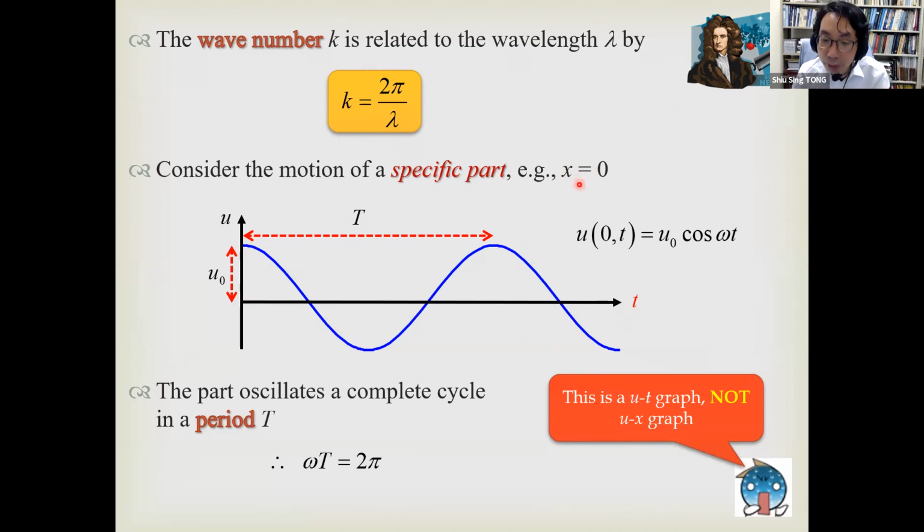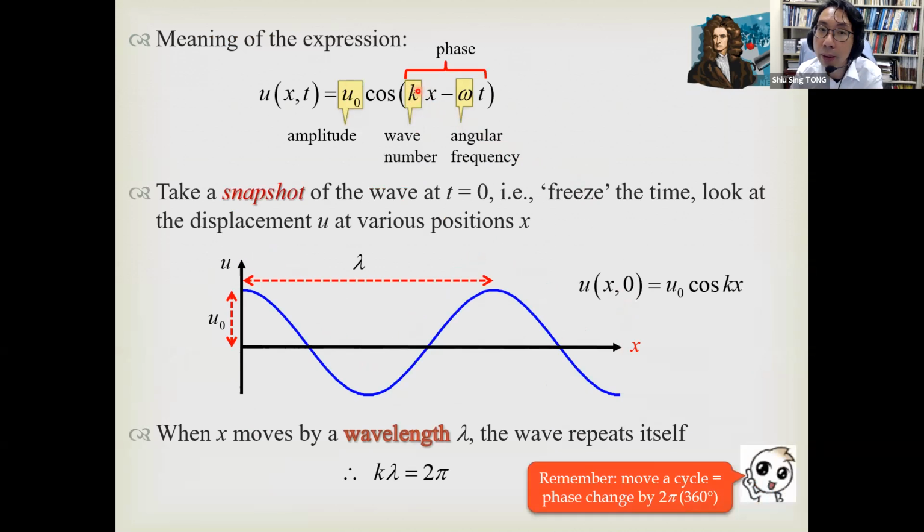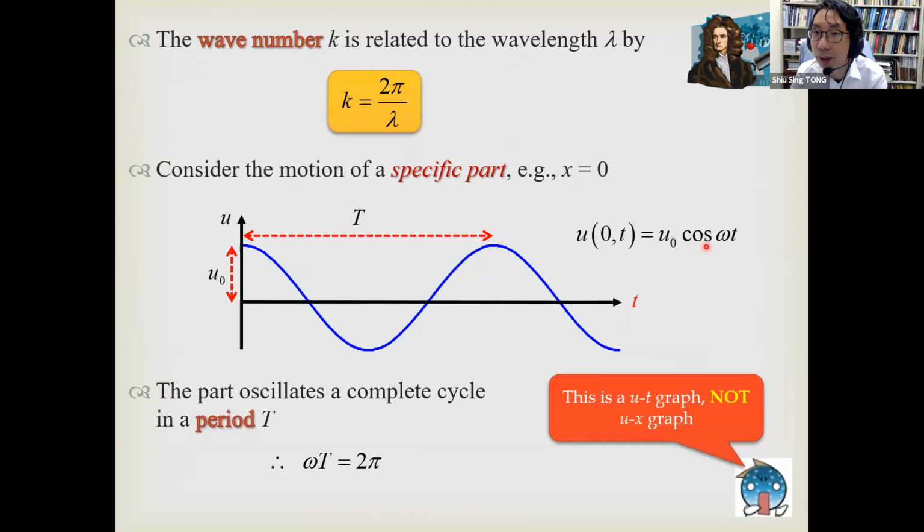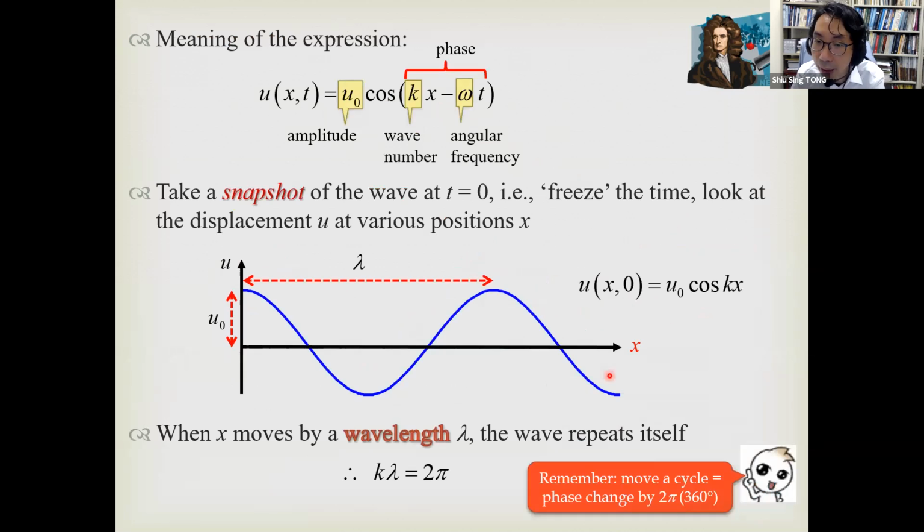Now, if you put x equal to 0 here, then you don't have the kx term, right? So it looks like something like this. u is just u naught cosine omega t. So if you plot u against the time t, you get a cosine curve also. But be careful. Now the independent variable is t, but not x.